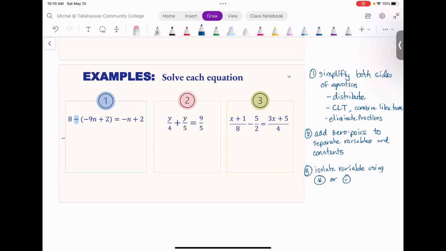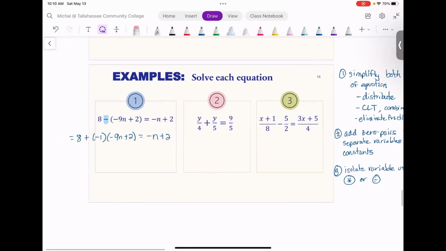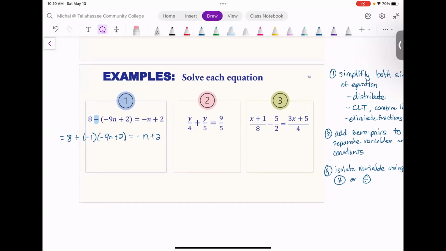So this equation could be written as 8 plus -1 times -9n plus 2, and that would still be equal to -n plus 2. Since I can write this as multiplication, I can apply my distributive property in order to distribute my -1.